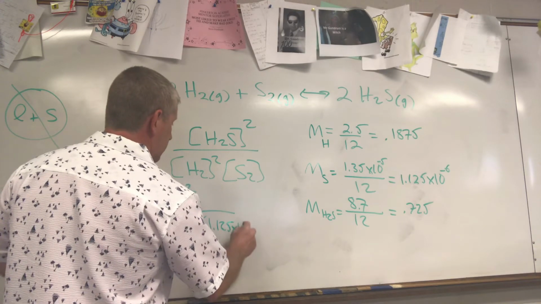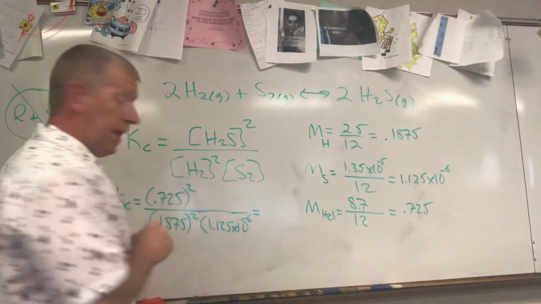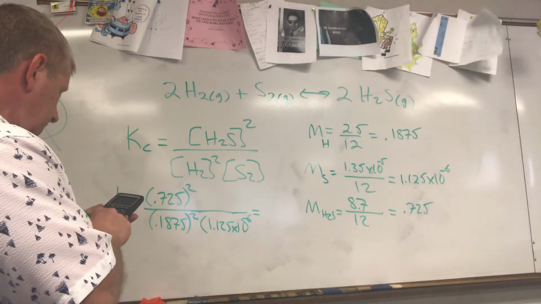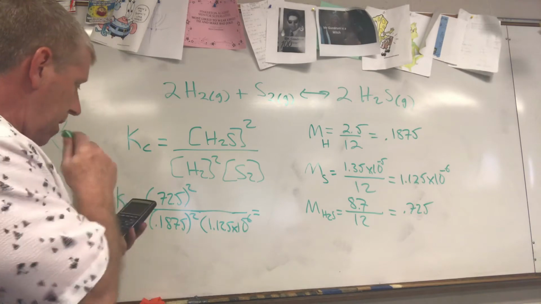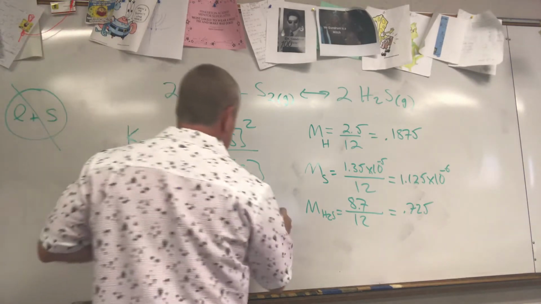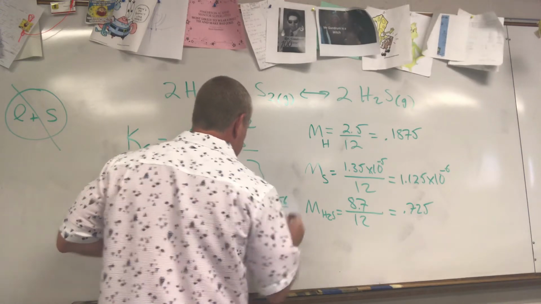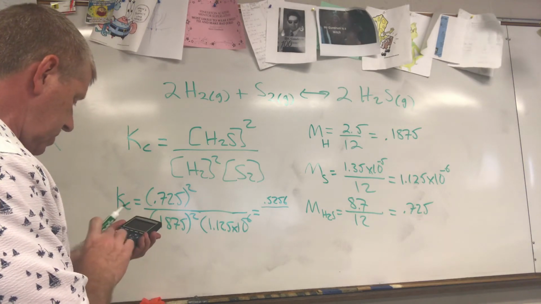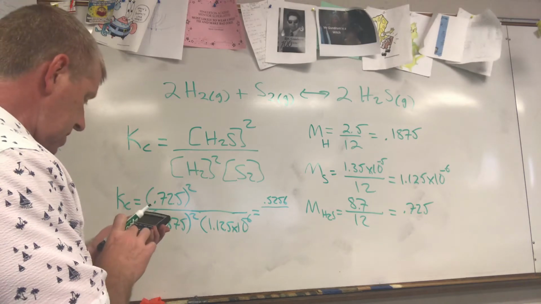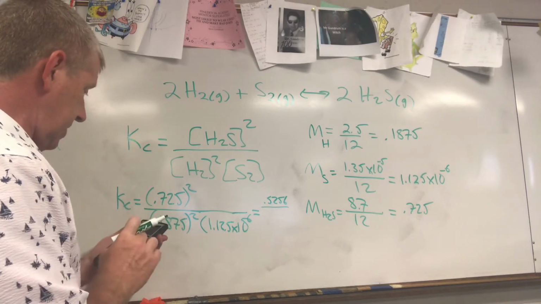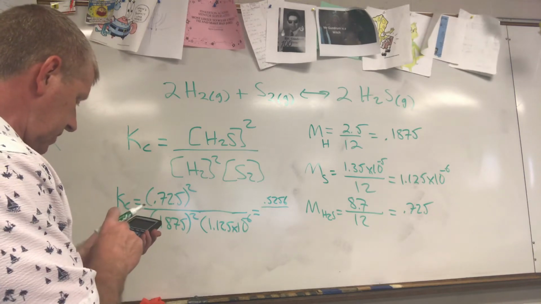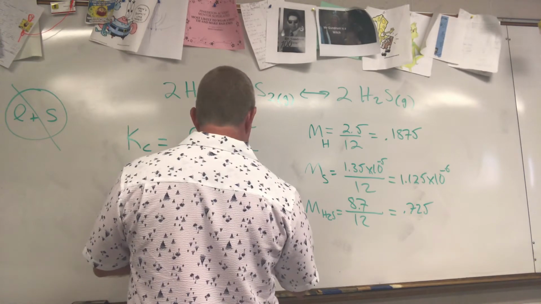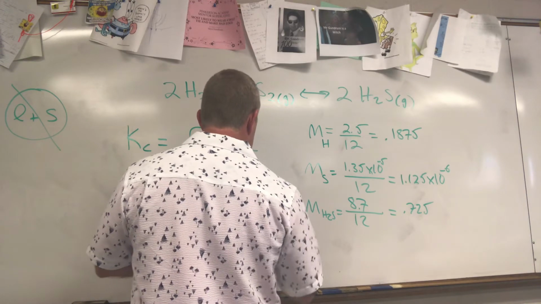1.125 times 10 to the negative 6. We're going to do this out. You do it too. 0.725 times 0.725. Enter. 0.5256. All right, then on the bottom we got 0.1875 times 0.1875 times 1.125, second function, exponent, negative 6. That's a really small number. So 3.96 times 10 to the negative 8.